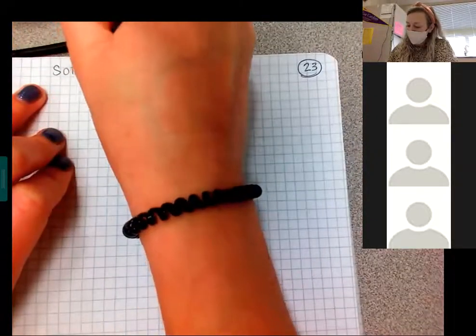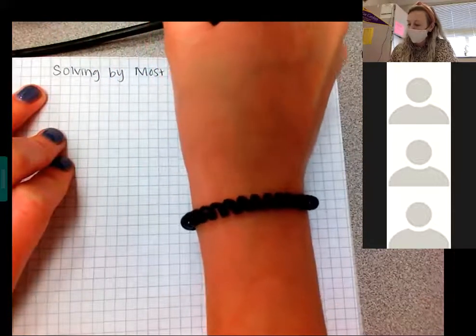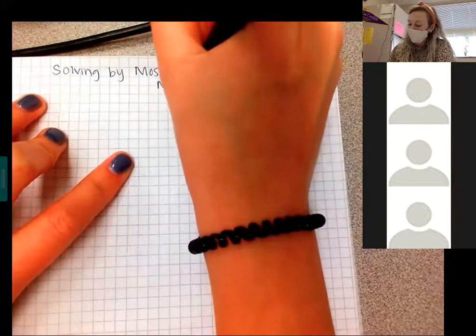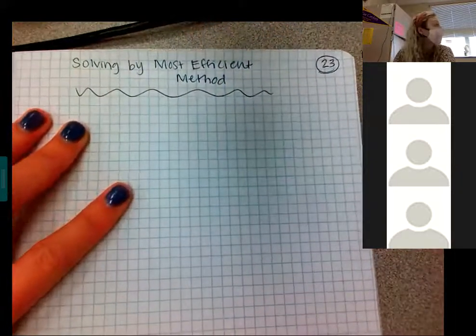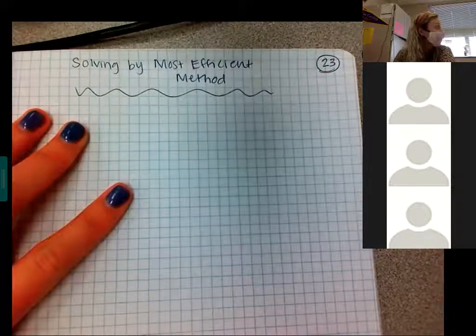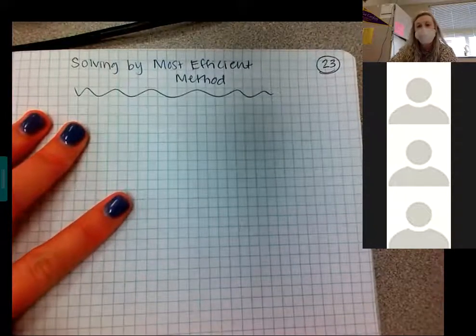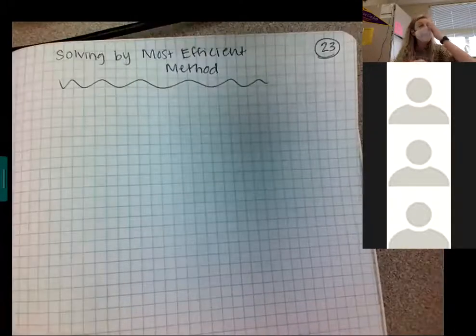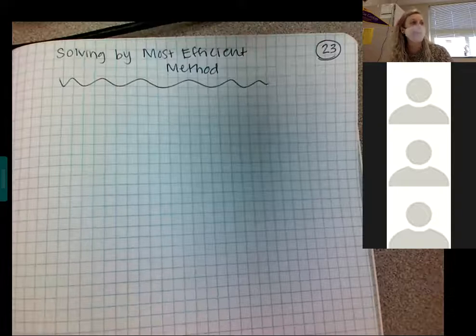Solving by the most efficient method. So we do not have a lot of notes. I always do this concept last because it helps you practice all the different methods again before your test. Okay, so your notes today, it's not going to be steps. It's not going to be like anything crazy.